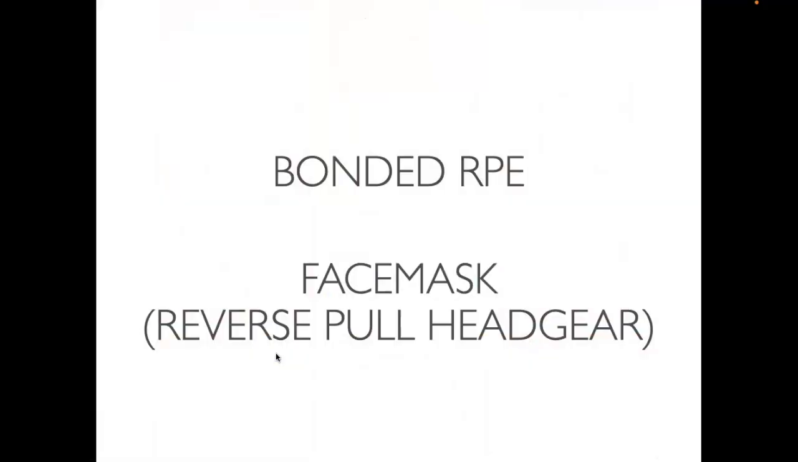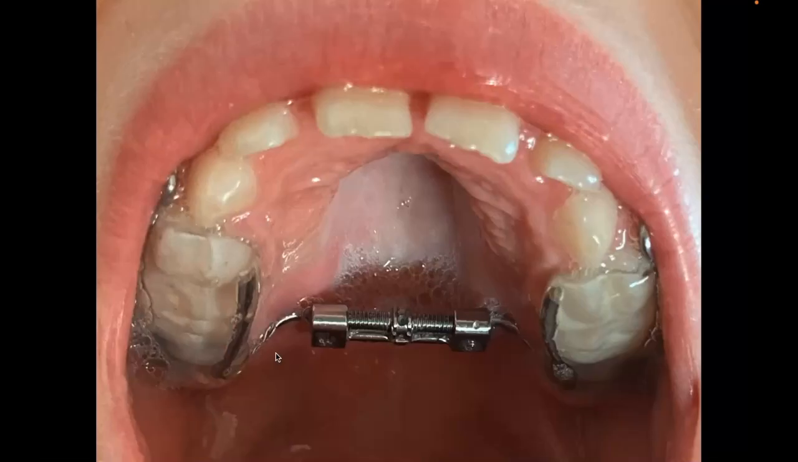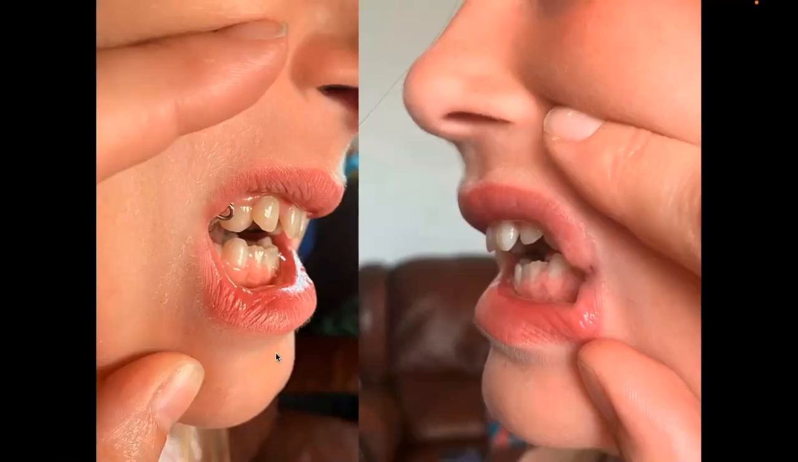So bonded RPE, face mask, reversible headgear, this is what that looks like. This is actually my niece, so she was treated remotely, so we got lots of fun selfies to make sure things were on track. You can see the amount of expansion that we achieved with this case. We pretty much maxed out the expander. We got as much as we could with the expansion screw that we had.